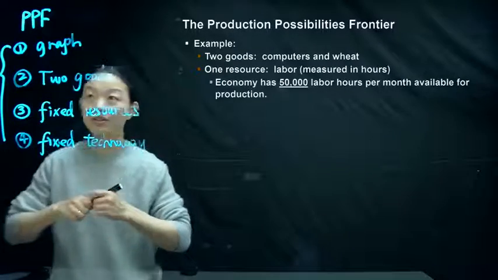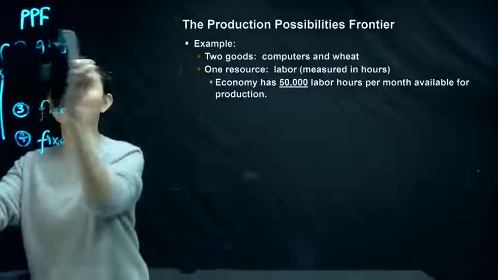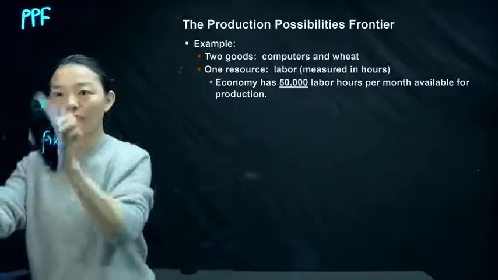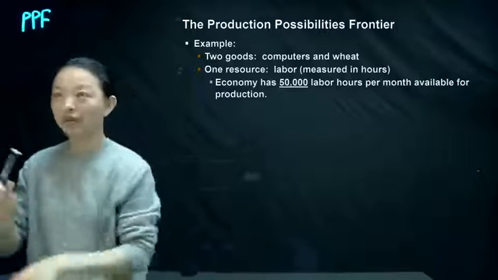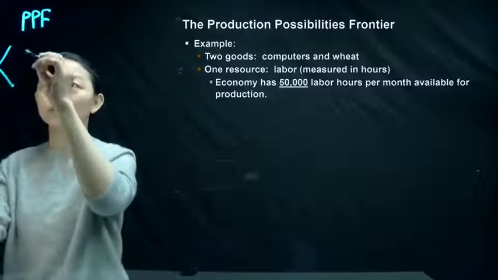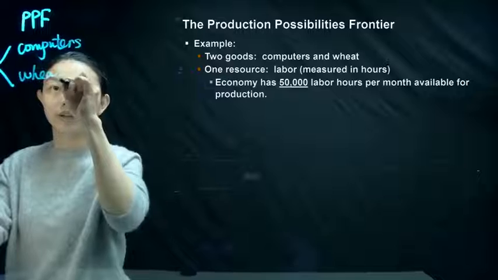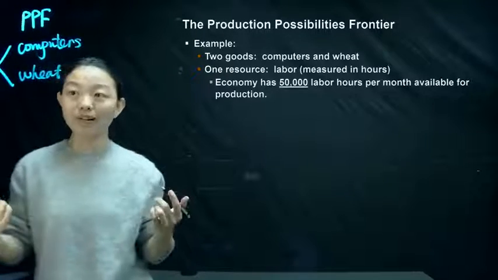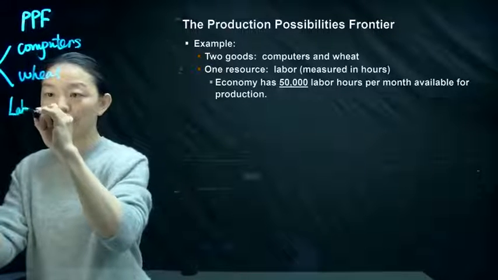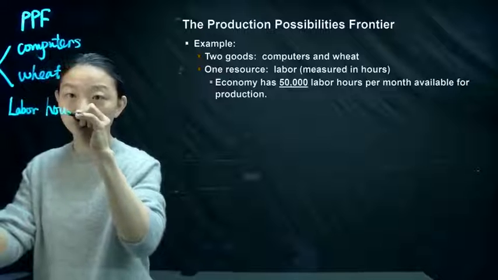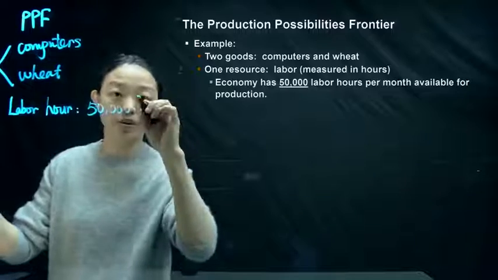So I will just summarize things here. We have only two goods, computers and wheat. Let me just write it down. Computers and wheat. And we only have one resource, that is labor. So the total labor hours per month will be 50,000 labor hours.